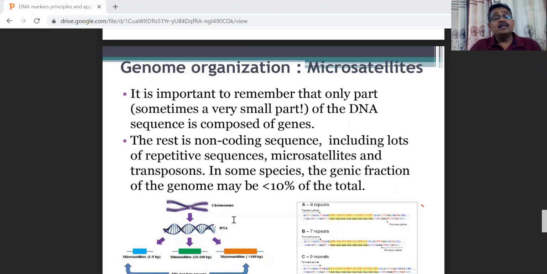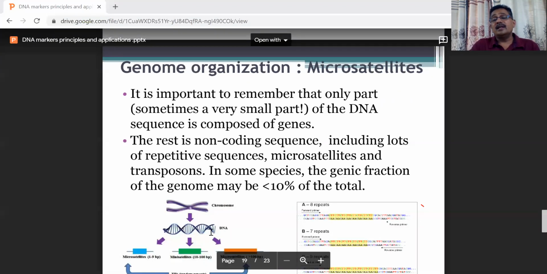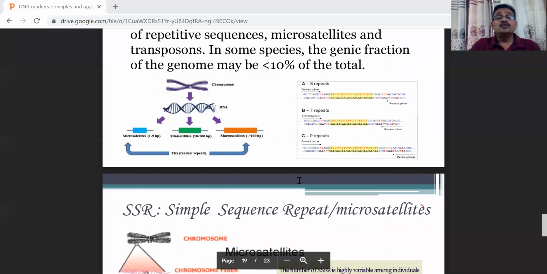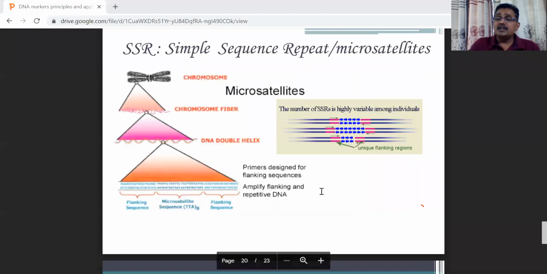But there are repeats, minisatellites, microsatellites, macrosatellites, which are dispersed all along the chromosomes, all along the genome. So in every place you can see this kind of minisatellite and microsatellite. So these repeats we are using. How do we use these repeats as a marker to our advantage?